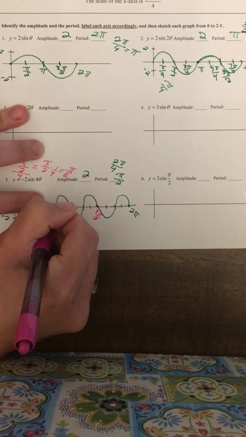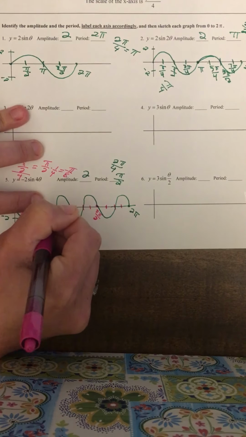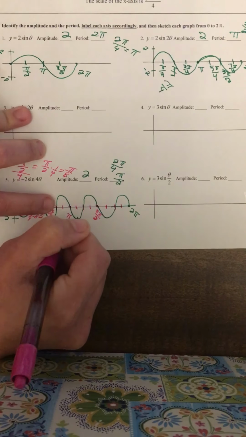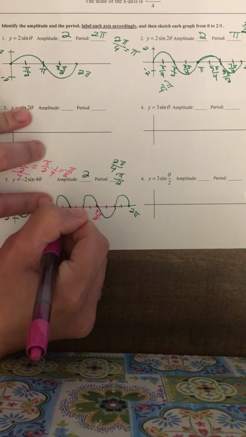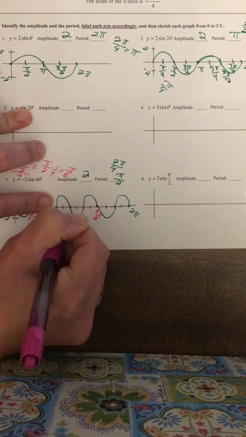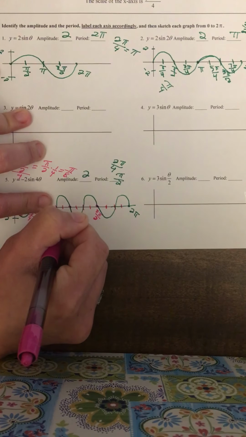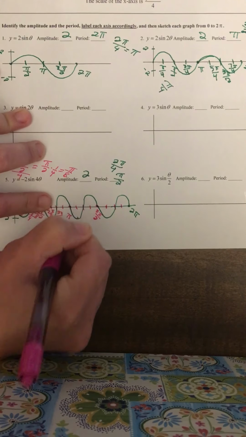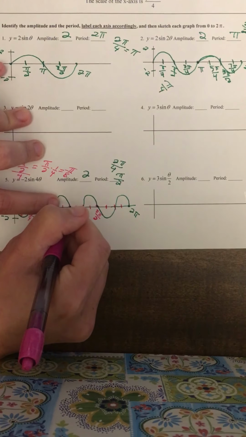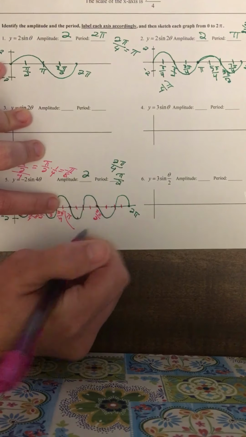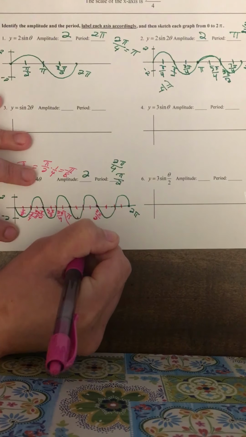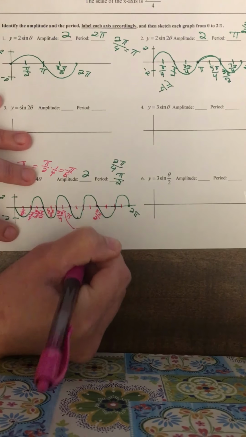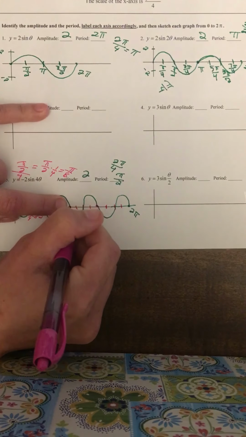Right here we have 5 pi over 8. This is 6 pi over 8, and 6 pi over 8 is the same as, I'm sorry, 3 pi over 4. So 6 pi over 8, this is 7 pi over 8. I'm just going to draw an arrow because I'm running out of room. I'm trying to write sideways. Okay, and 8 pi over 8, which is just pi.